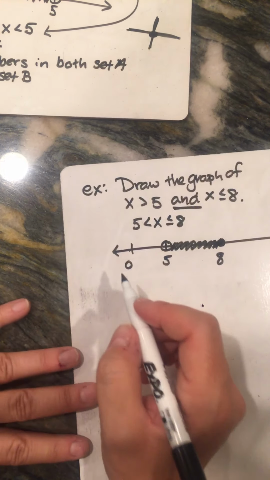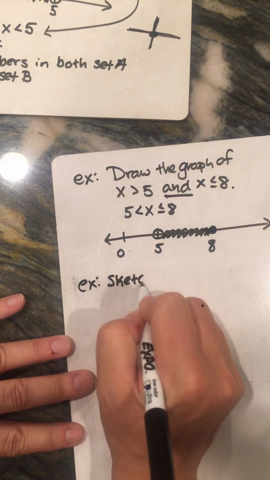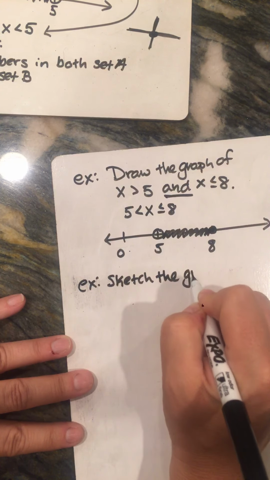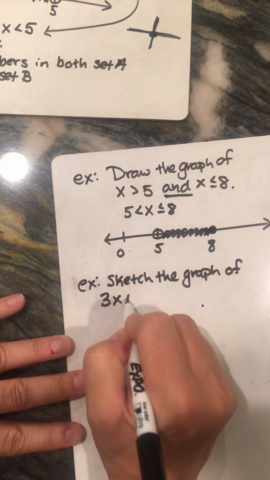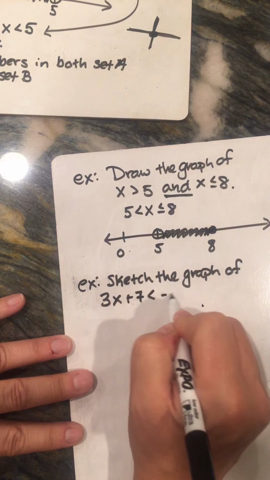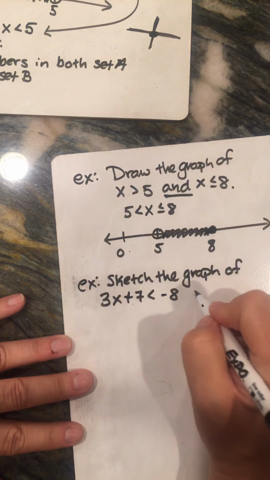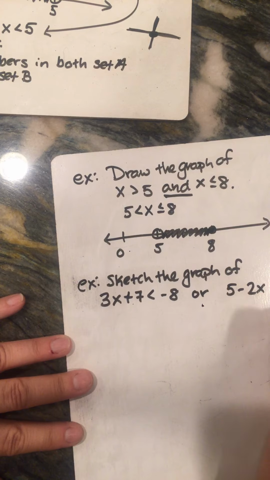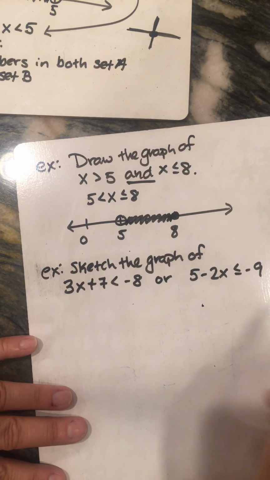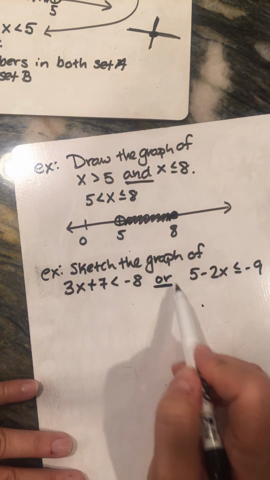All right, so let's do this one. Let's sketch the graph of 3x plus 7 less than negative 8. I know some of you are getting excited because you just saw some algebra show up. Or 5 minus 2x is less than or equal to negative 9. So again, pay attention to your word here. That means we have a union, okay?